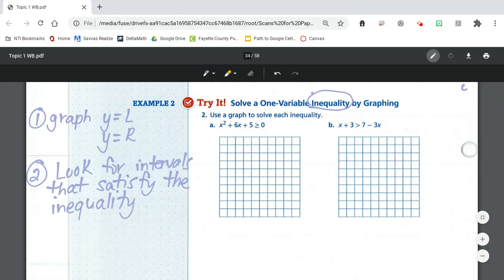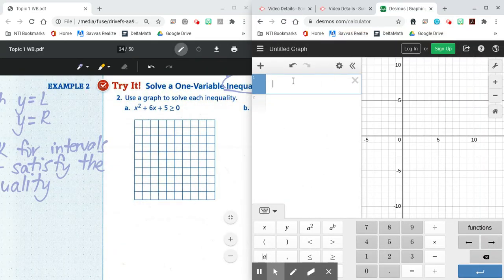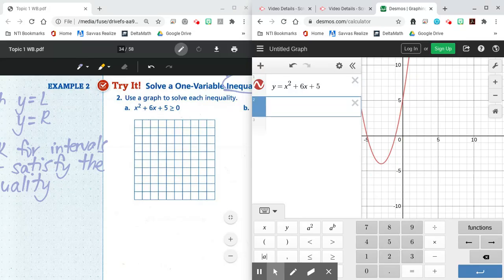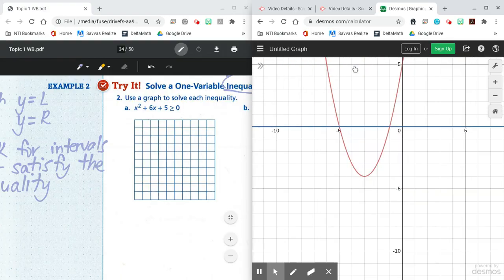And let me pull up Desmos and show you what I'm talking about. So let's type in y equals the left, x squared plus 6x plus 5. And then we'll type in y equals the right, and this time the right is 0. And I'm going to hide the inequality so I can look better. And now I'm looking for the part where x squared plus 6x plus 5, that is the parabola, so that's what's in red, is greater than or equal to 0.